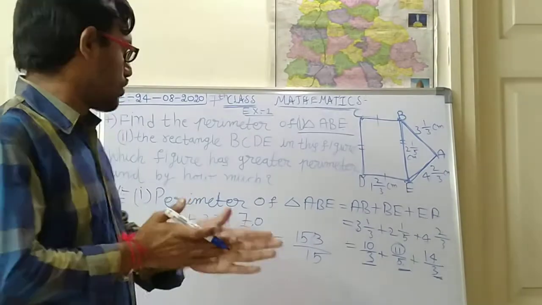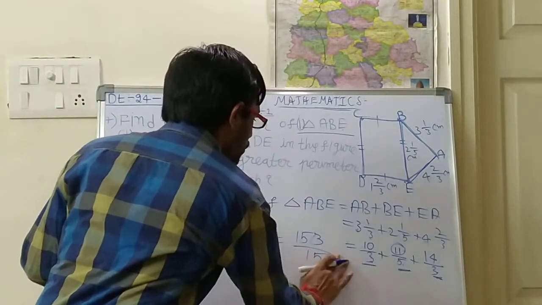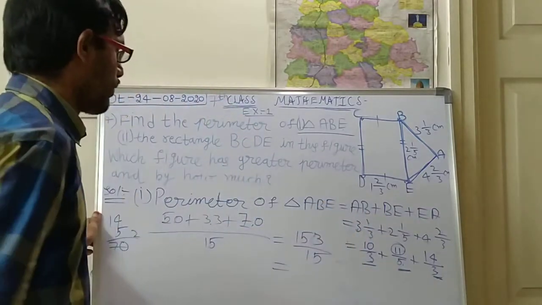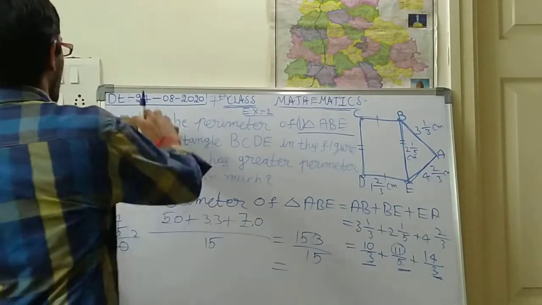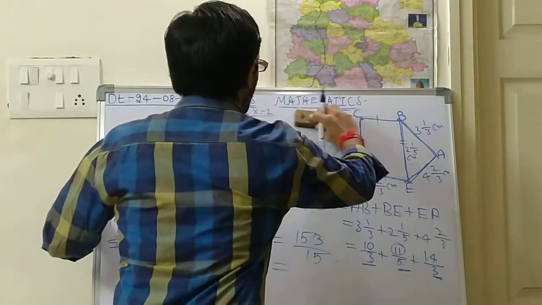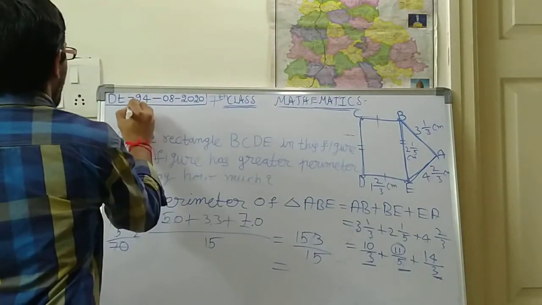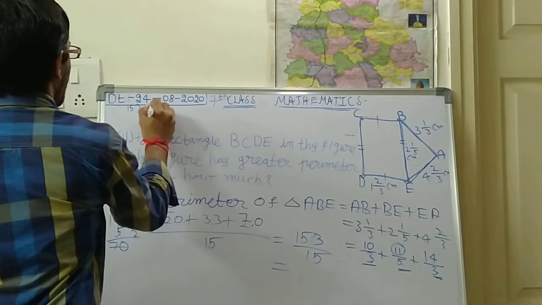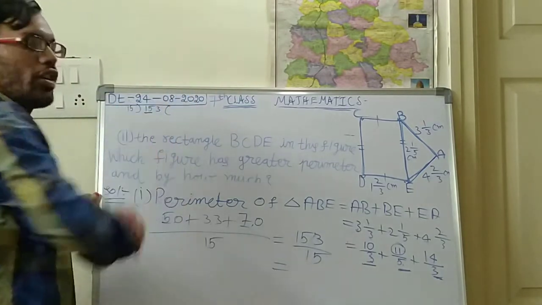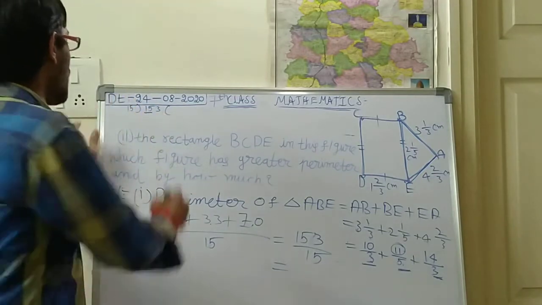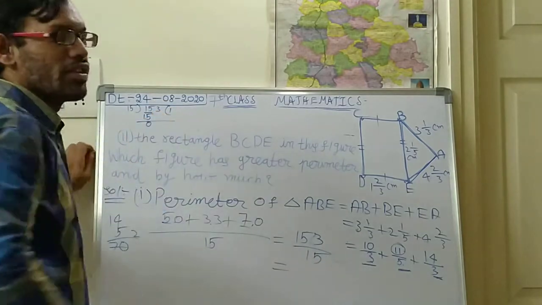Is it right, children? Right now I am not converting. If you want to, you can convert this into a mixed fraction. 153 divided by 15. How can you convert this into a mixed fraction? See, I am rubbing this one. So 153 divided by 15. First take only 2 digits, so 15. 15 ones are 15. Is it right, children? 15 minus 15 is 0.